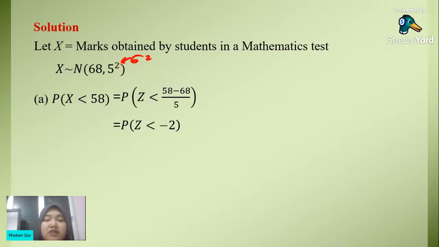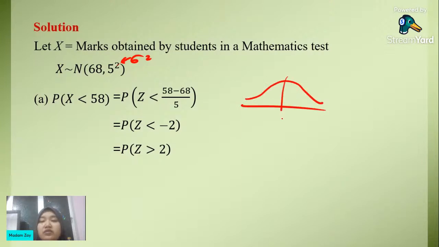So we get probability of z less than negative 2. If we draw the bell-shaped graph, negative 2 will be on the left side of 0. What we want to find is less than negative 2, which will be the area on the left side of negative 2.